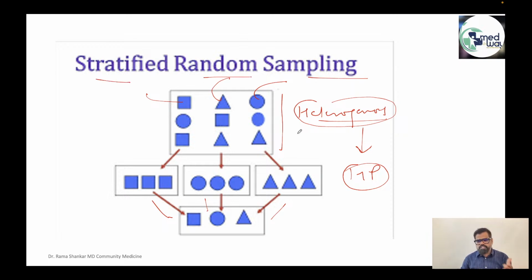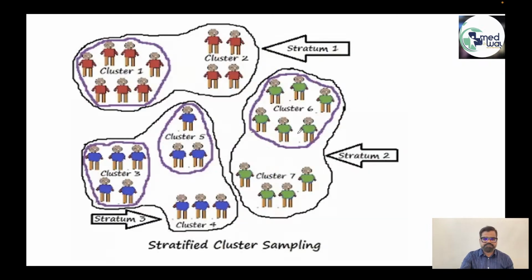You have only converted heterogeneous population into homogeneous population, and you have selected randomly from all the homogeneous population. So this is stratified random sampling. There is cluster sampling, stratified cluster sampling. So let's try to understand this.